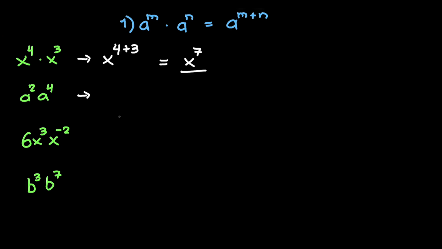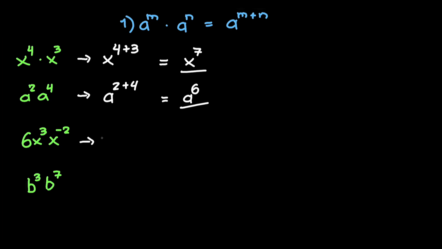The second problem would be a raised to the power of 2 multiplied by a raised to the power of 4. It will be a raised to the power of 2 plus 4. 2 plus 4 is 6. The final answer would be a raised to the power of 6.